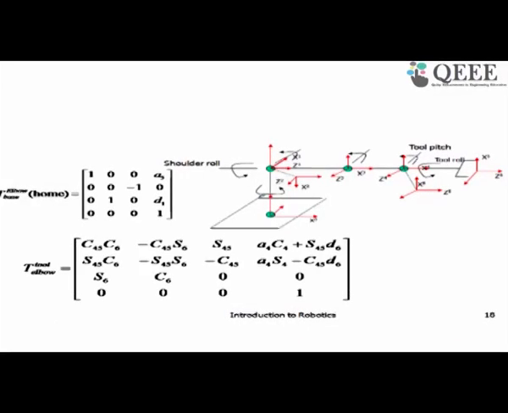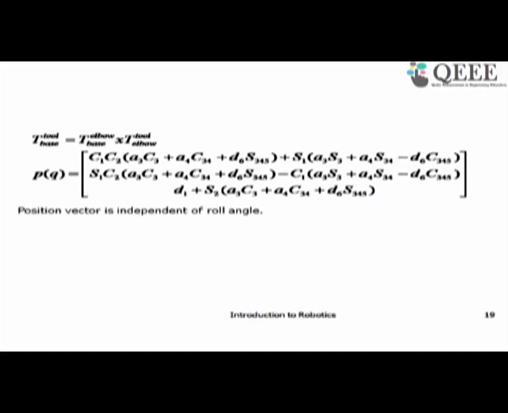And if you do the full relationship, tool to elbow and then get the tool to base, the relationship will be like this. What I have shown is only the position vector Px, Py and Pz, because it's a long relationship, a big matrix. So we are seeing Px is equal to C1 C2 (A3 C3 plus A4 C34 plus D6 S345) plus S1 (A3 S3 plus A4 S34 minus D6 C345). That is the Px, then similarly Py and Pz.